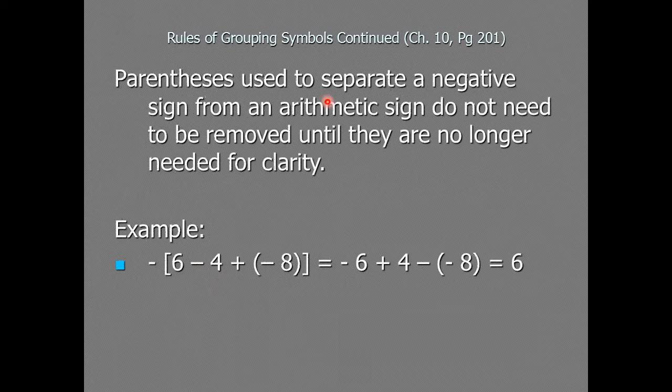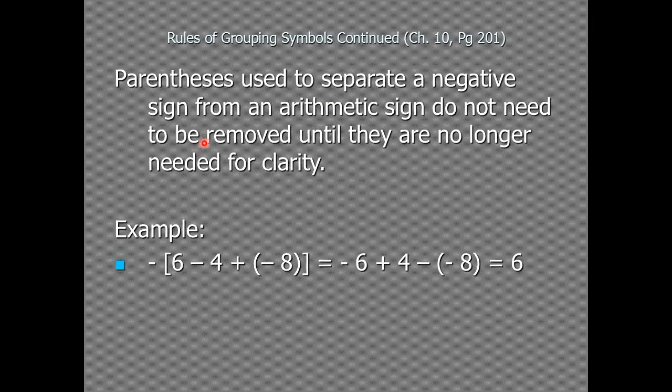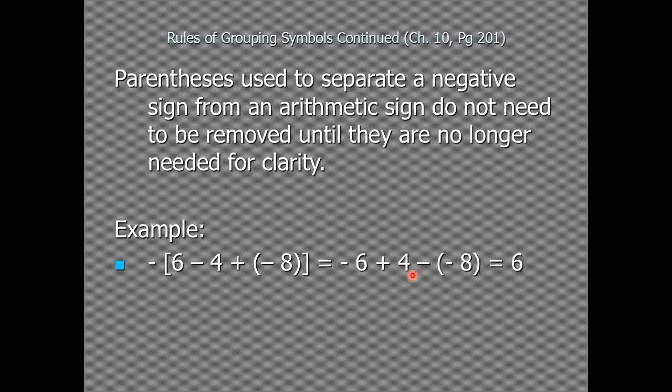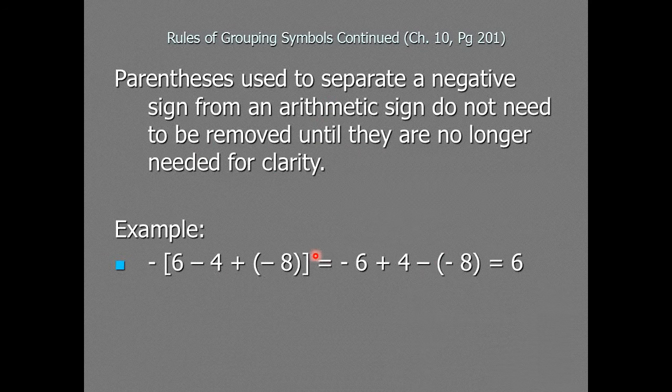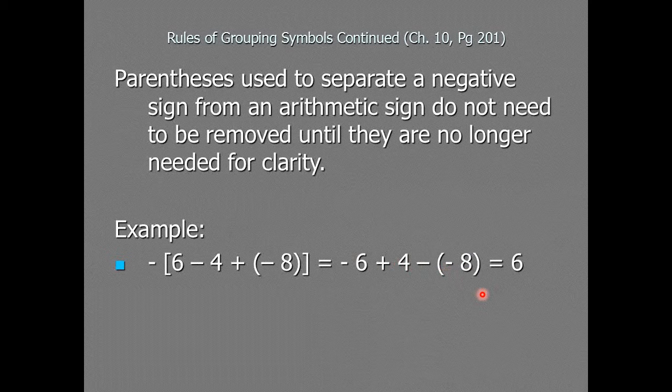So parentheses used to separate a negative sign from an arithmetic sign do not need to be removed until they are no longer needed for clarity. I'm saying you don't have to remove these until you are done. This is just a negative number inside the parentheses, so there is no operation here, so you don't have to remove it until the very last step, right?